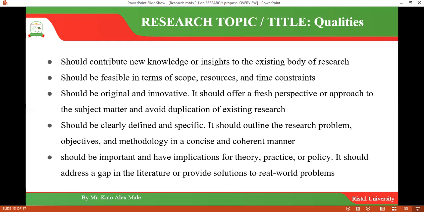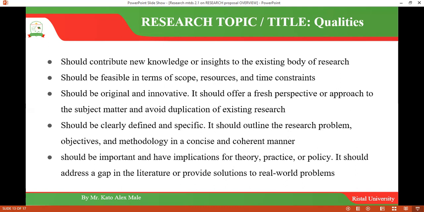Your research topic must be one through which we shall come up with new knowledge, or at least we shall come up with additions to existing knowledge. It should be feasible in terms of scope. We saw what scope is. It includes the age groups, the geographical locations, the sex that you consider. You get it. And then resources and time constraints. It must also be feasible towards the ethics of the target group or target communities.